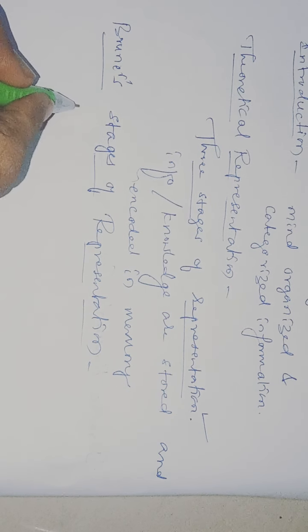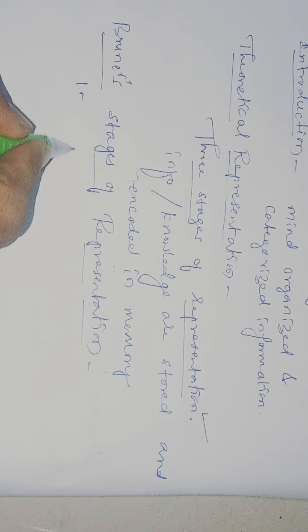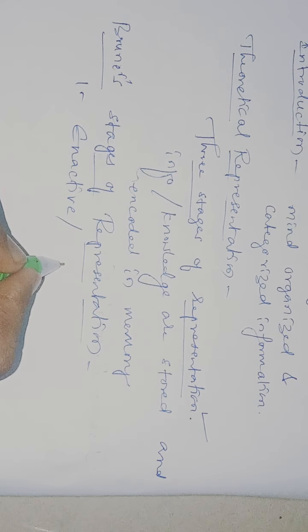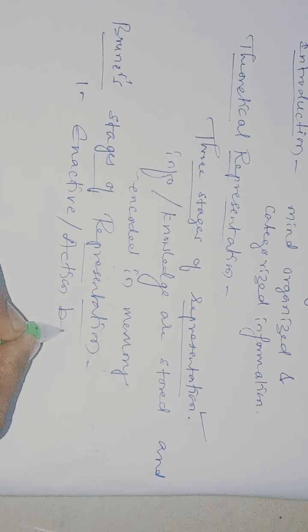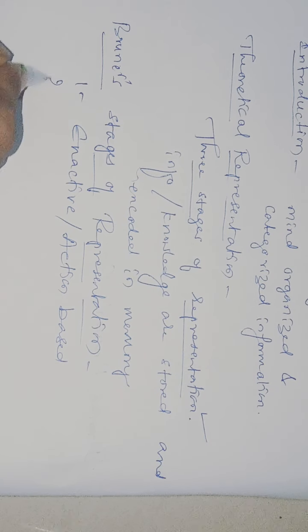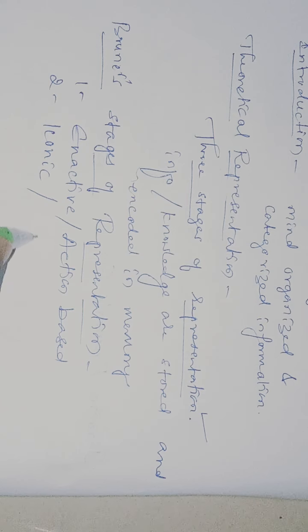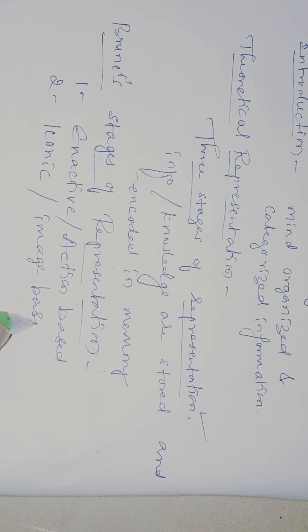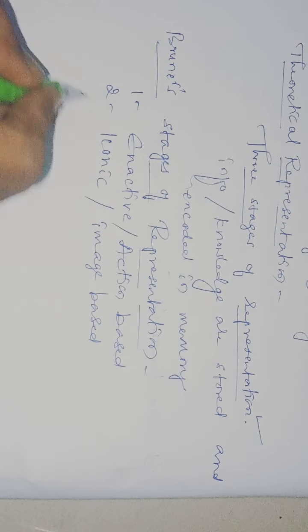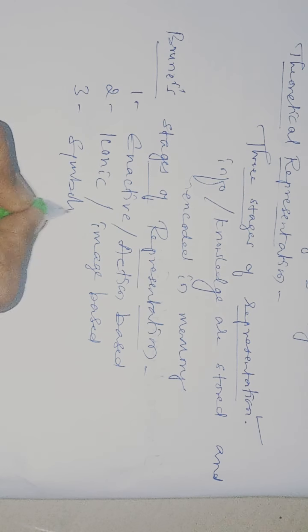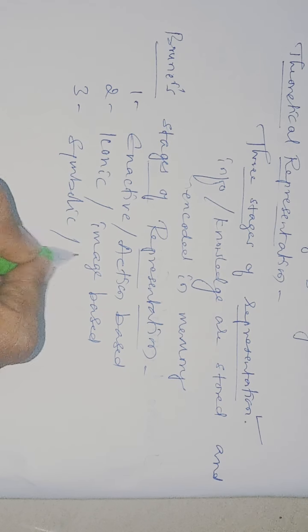Here, basically three important stages are there. First one is enactive, or action based. Second one is iconic, or image based. Third one is symbolic, or language based.